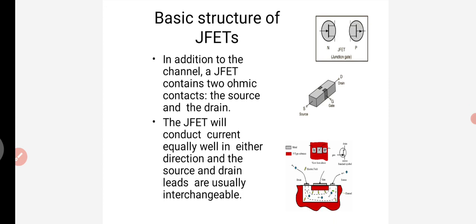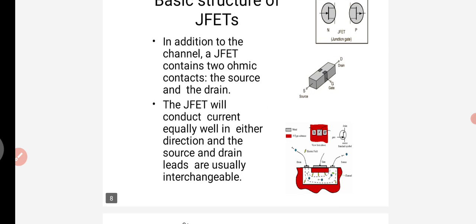The JFET will conduct current equally well in either direction, and the source and drain leads are usually interchangeable. That means the two terminals, source and drain, can be interchanged. That is possible in case of low frequency applications. So the JFET will conduct the current equally well in either direction, either from source to drain or from drain to source. You can interchange the drain and source terminals, and it is also possible for the conduction of current. This is mainly possible in case of low frequency applications.